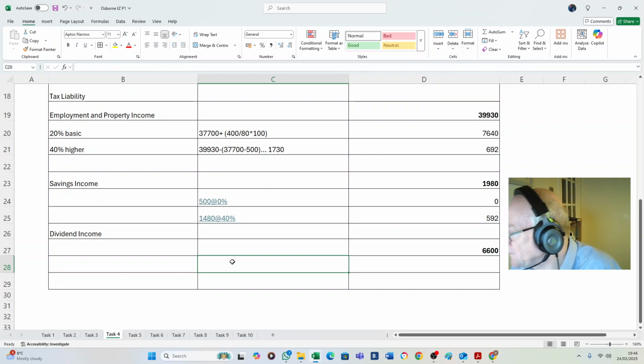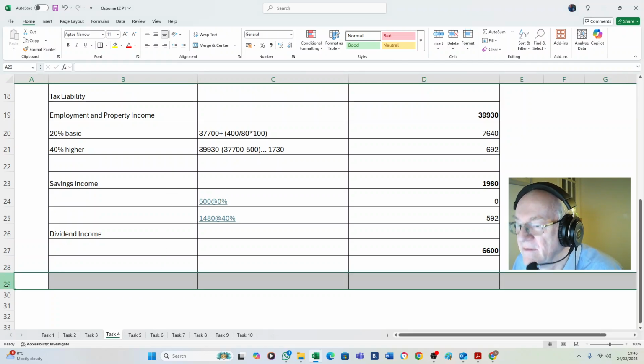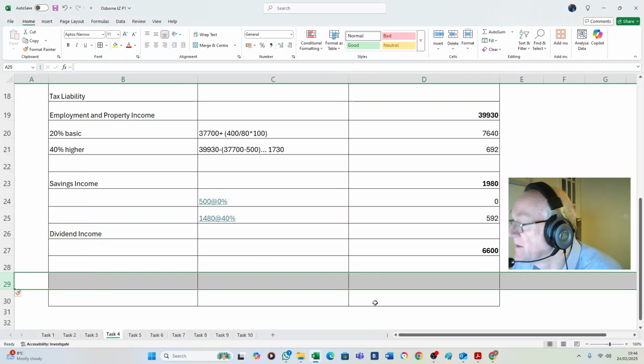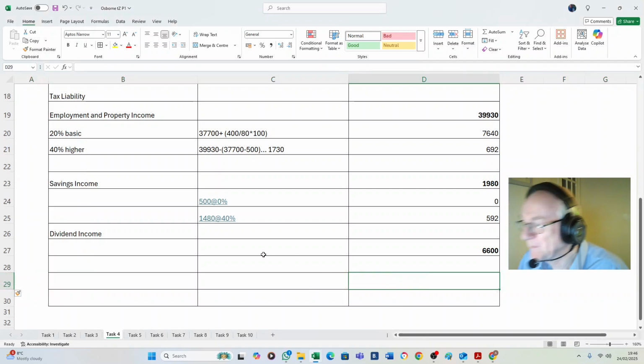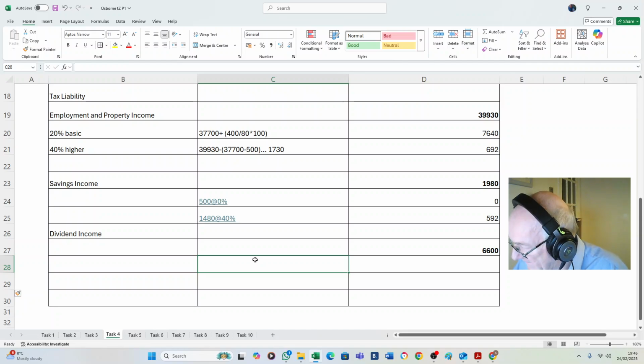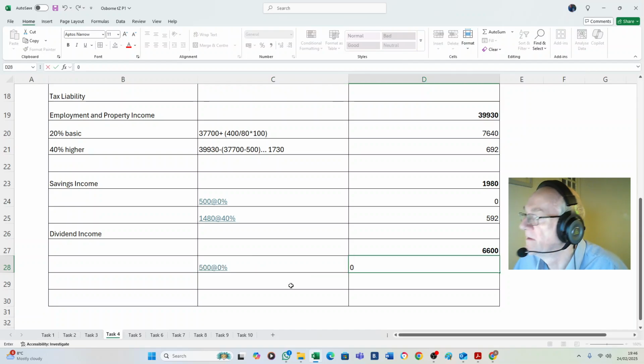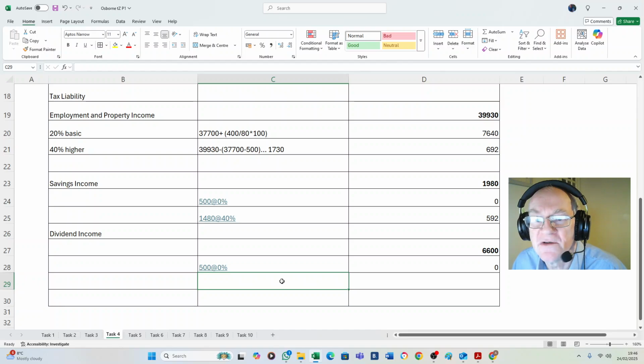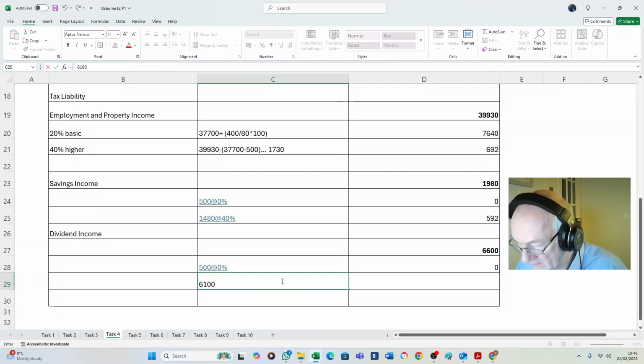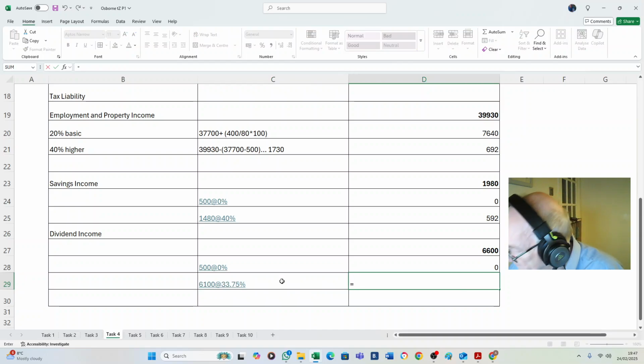Because you're never quite sure whether it will fit in, and actually leaving that row there hasn't done any good. It's easy for me to go and insert another row, my total. So again, 500 at 0%, naught. Again, not absolutely essential, but you're showing your knowledge, you're showing you know what it means. That means 6100 at 33.75% as a high rate taxpayer.